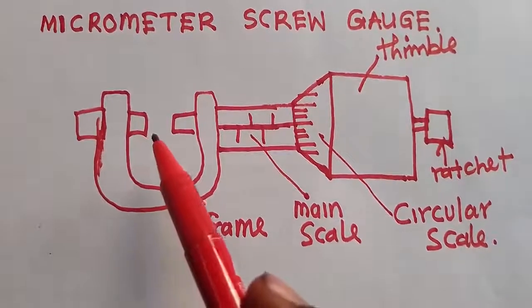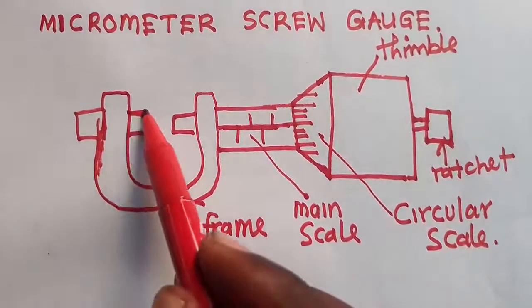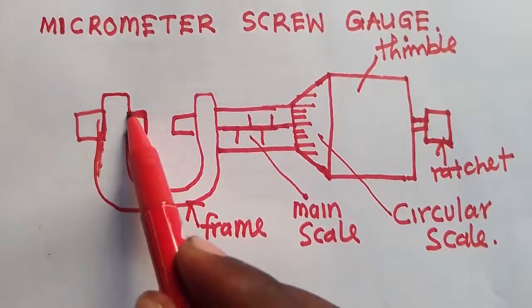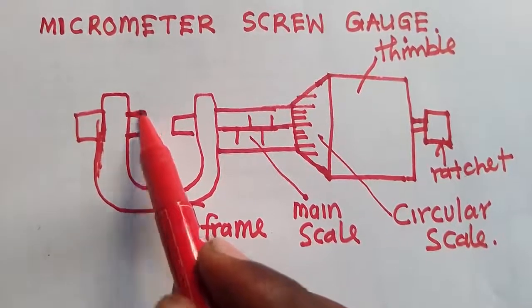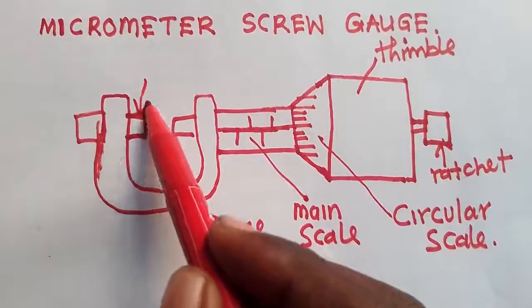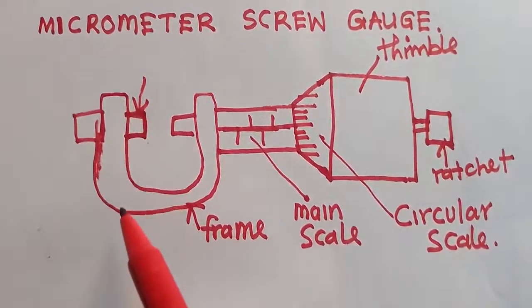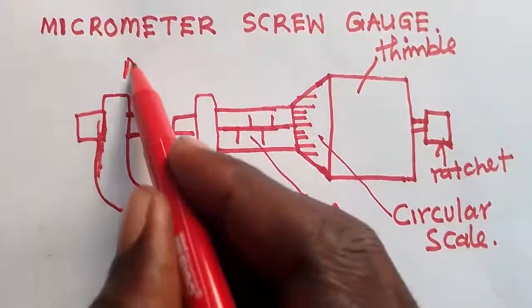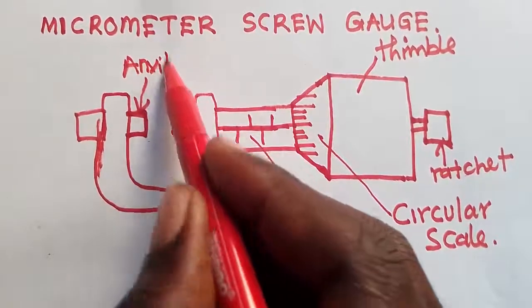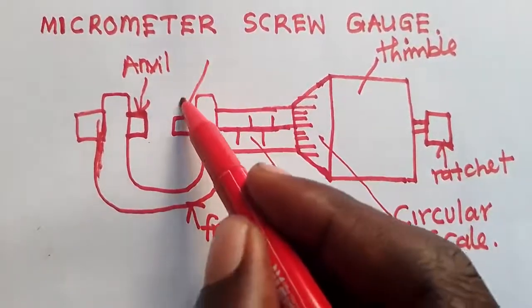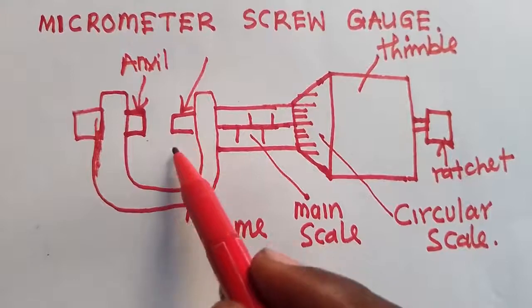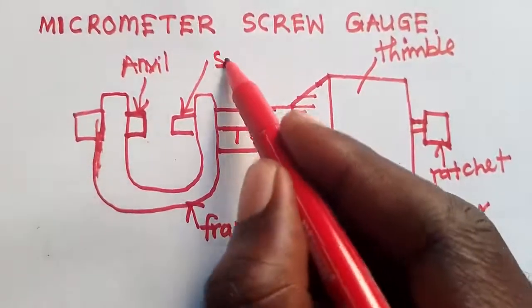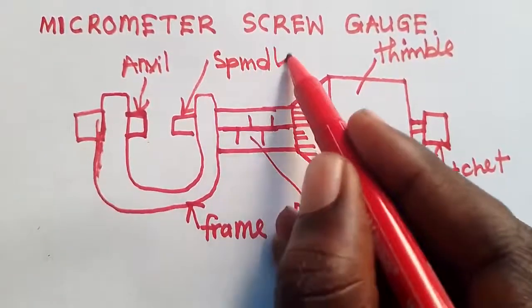Then now we've got this part here. What do we call this part? This is called an anvil. Then this part here, what do we call the part that is there? It is called a spindle, like this.